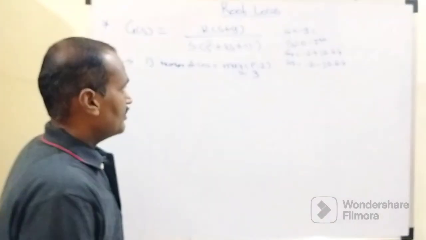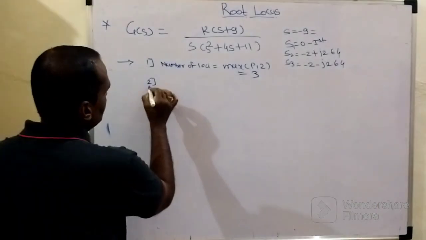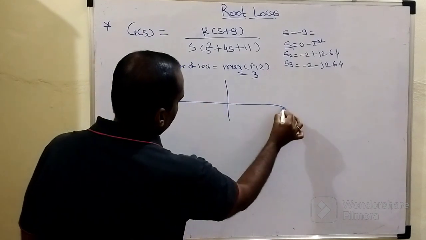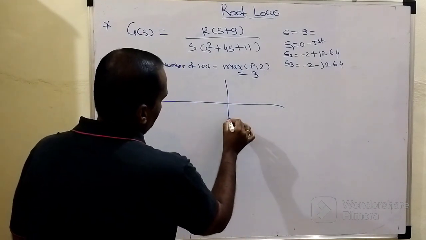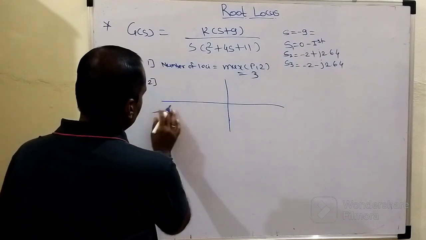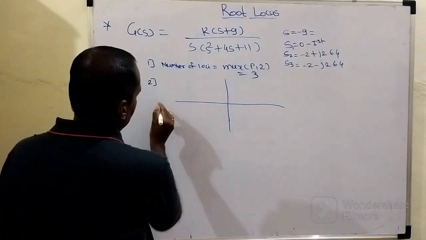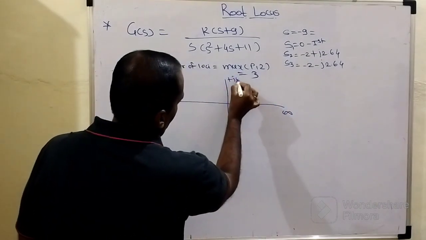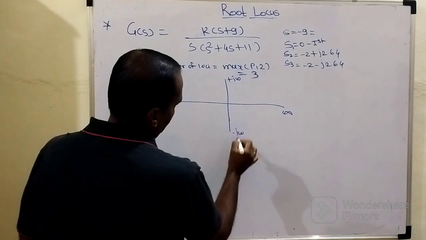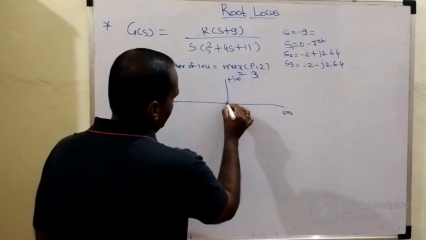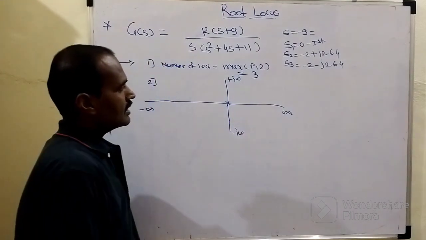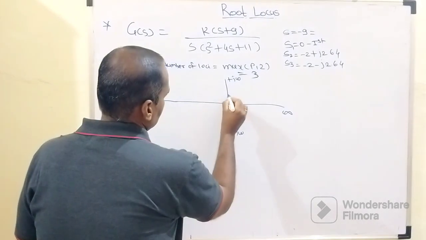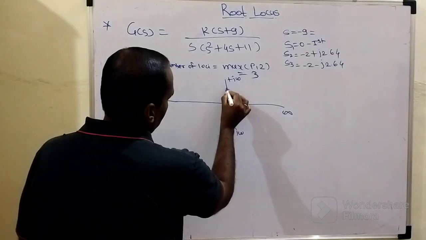Okay friends, within step number 2, as I told you earlier, we need to draw the rough pole zero plot. This is the S domain representation, which consists of the real and imaginary parts, ranging from minus infinity to plus infinity, plus j omega to minus j omega. So the first pole is located at the origin. The remaining two poles are minus 2 plus j 2.64, so this will be plus j.